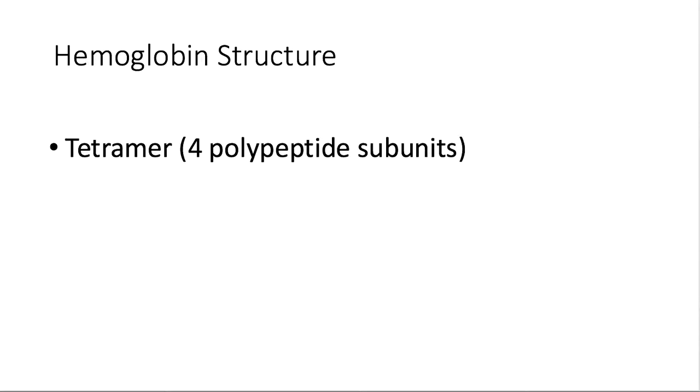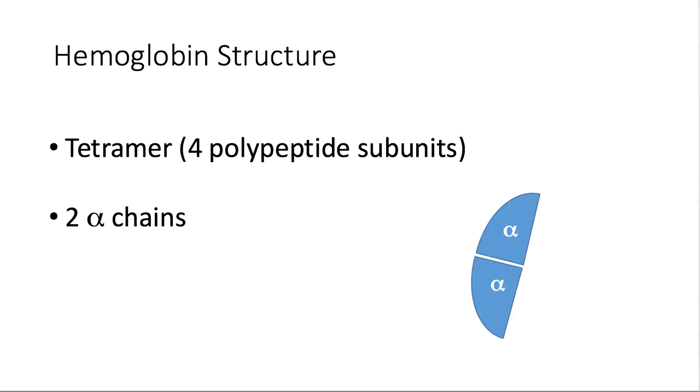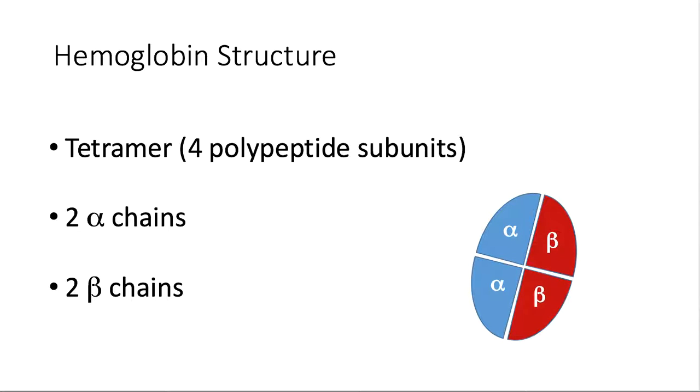Hemoglobin is a tetramer, meaning it's a protein composed of 4 subunits, each of those subunits being a polypeptide. 2 of the polypeptide subunits of hemoglobin are alpha chains, while the other 2 subunits of the major form of hemoglobin in adults are beta chains. As you learned from lecture, this also means that hemoglobin has quaternary structure. It's a protein comprising multiple separate polypeptide chains.